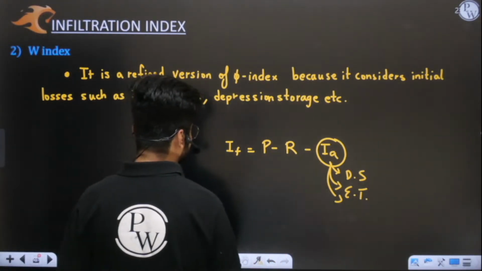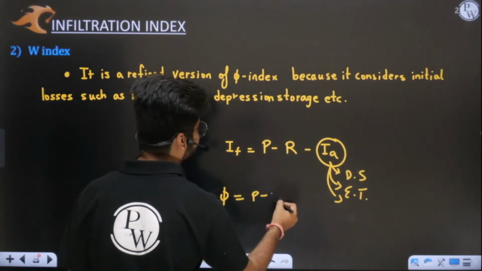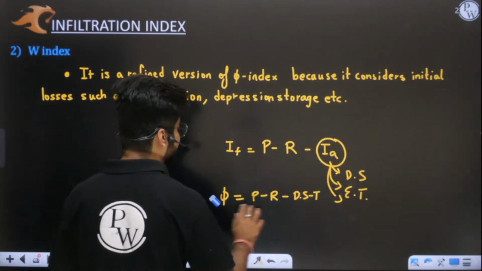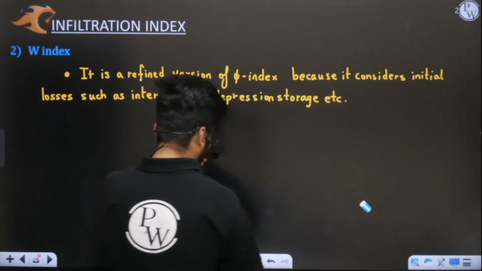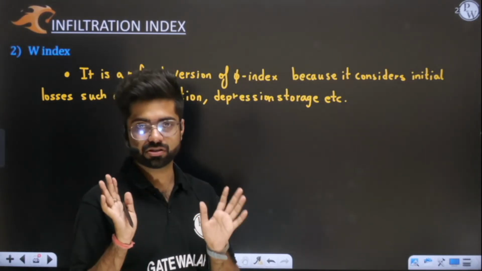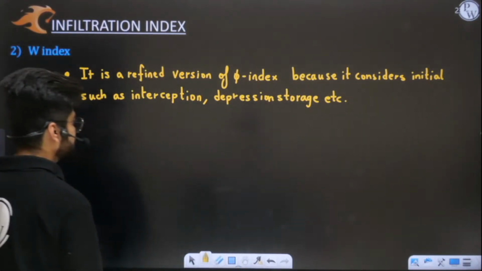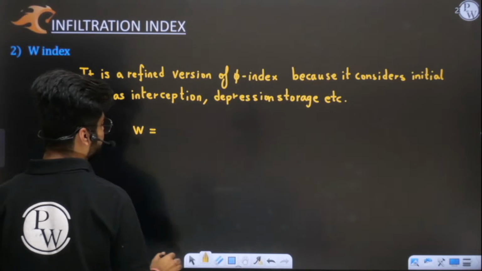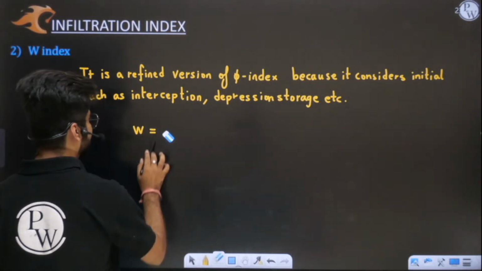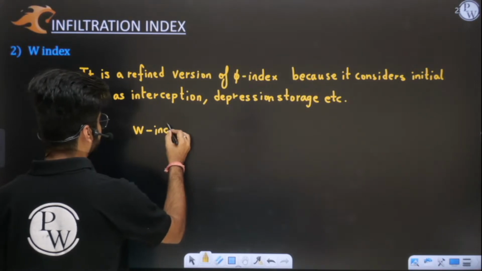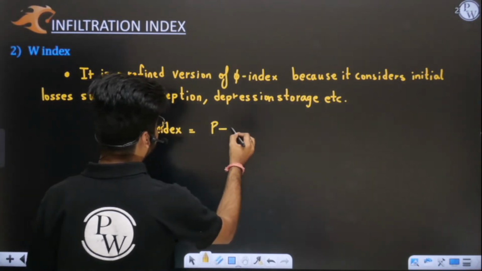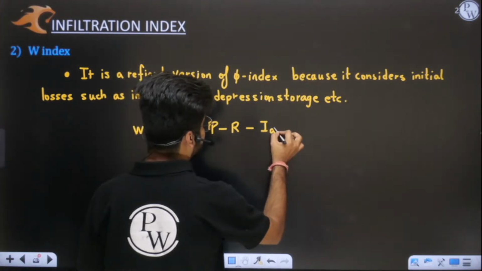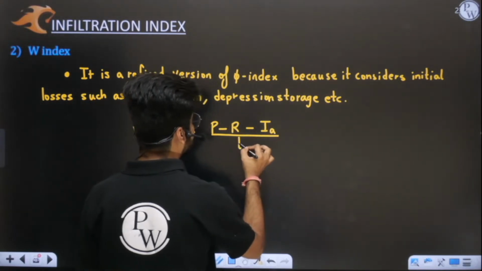So, sir, for phi index, basically what we do is P minus R. We don't subtract depression storage, we don't subtract interception. That's why it is not perfect. We basically neglect all the minor losses. Therefore, if you want to find W index, which is denoted by W, obviously, let me write it. W index is evaluated as P minus R minus initial losses, where Ia is initial losses, divided by time.